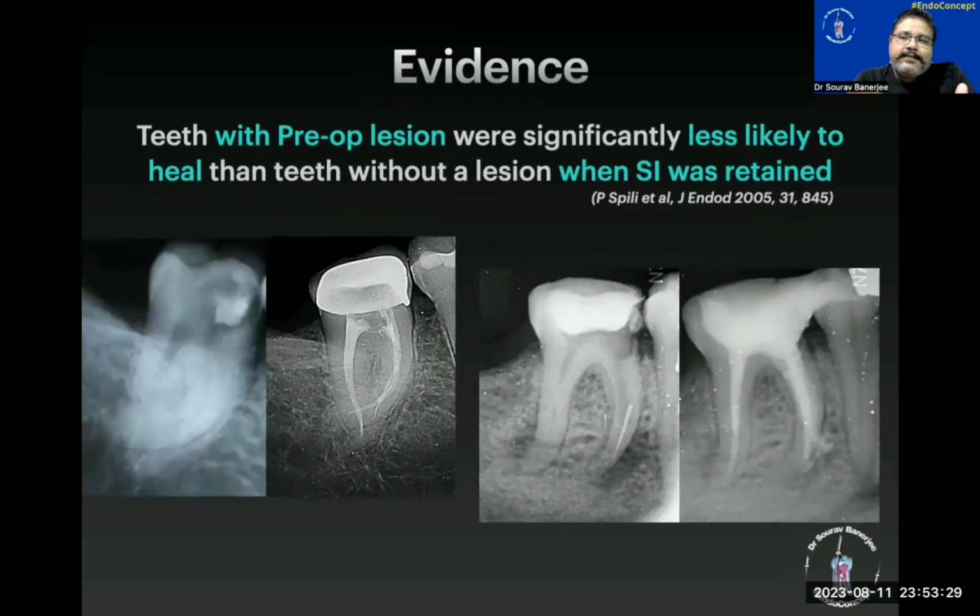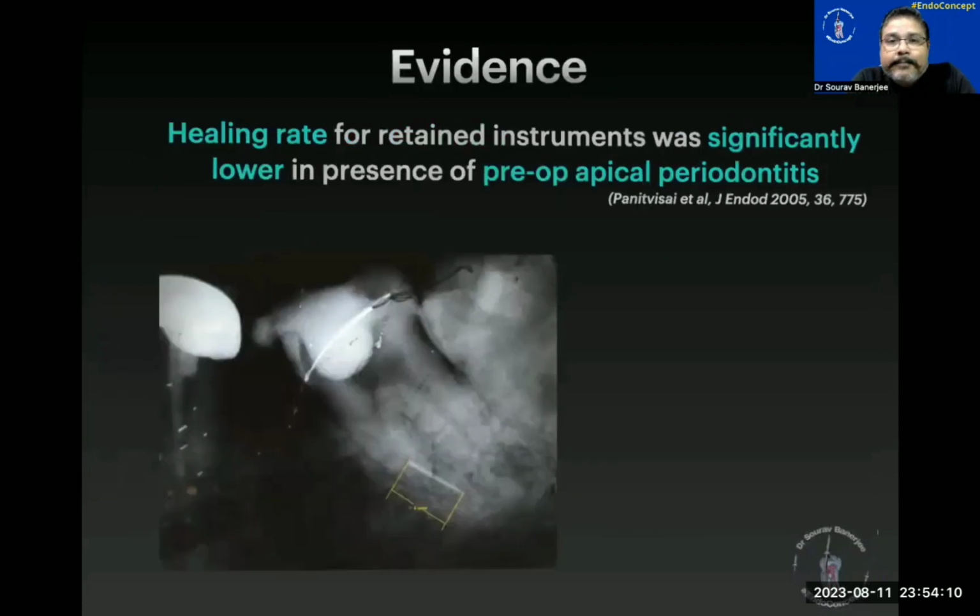We'll see a few evidences related to separated files in endodontic canals. One evidence says that teeth with preoperative lesions were significantly less likely to heal than teeth without a lesion when a separated instrument was retained. So when you are planning to retain a separated instrument in the canal, you have to see whether there is a pre-existing periapical lesion or not. The evidence says that if there is a preoperative periapical lesion, the situation may get complicated if you are retaining the segment.